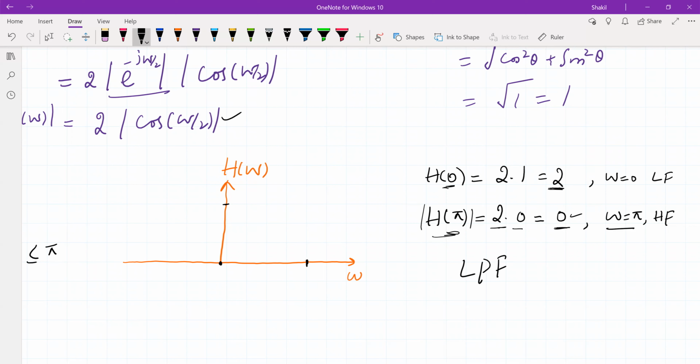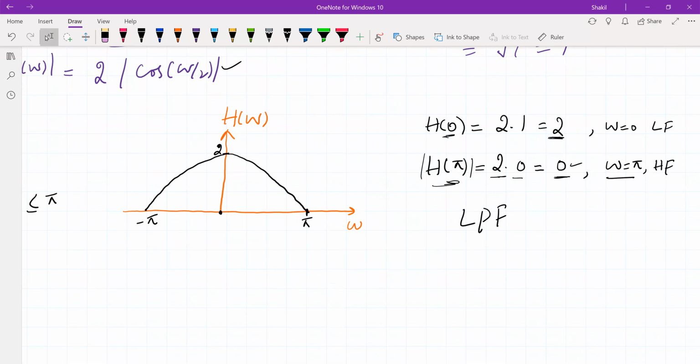So the gain when omega is 0 is 2, but as you increase the frequency, the gain decreases and it will be like this. This is true when omega is positive. The same is true for negative frequency. So you can repeat this for negative, because the cos has no impact with negative values. So this is the frequency response of the system.